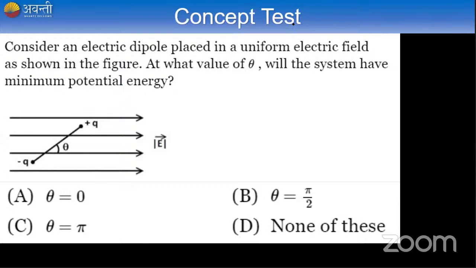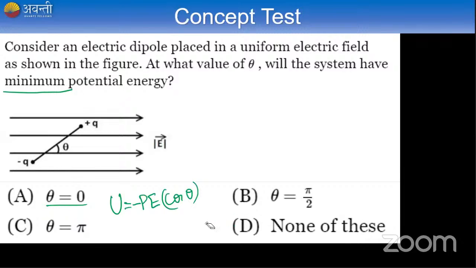So they are asking, at what point will I get my minimum potential energy? So in what condition will I get the minimum potential energy? Okay guys, what is the expression for potential energy? U is equal to minus of PE cos theta, right? So guys, please remember there is a negative sign. So for minimum potential energy, what should be the value of theta?